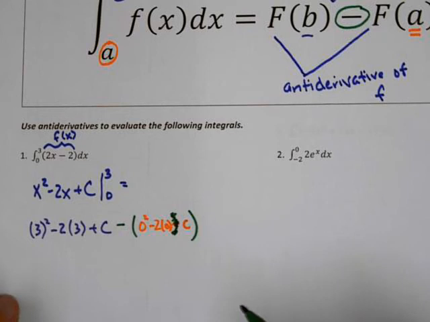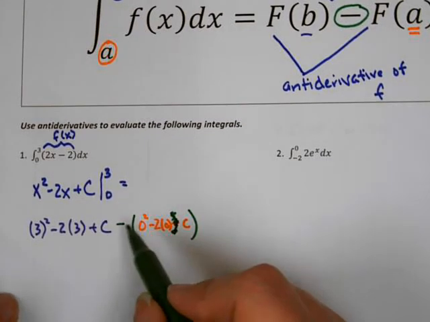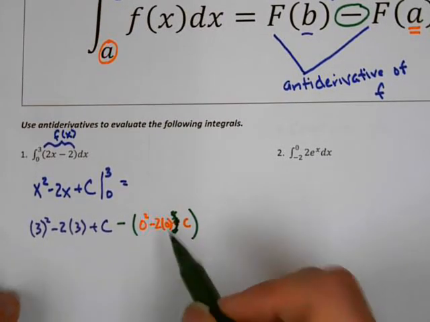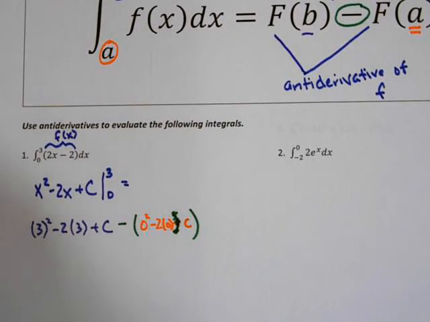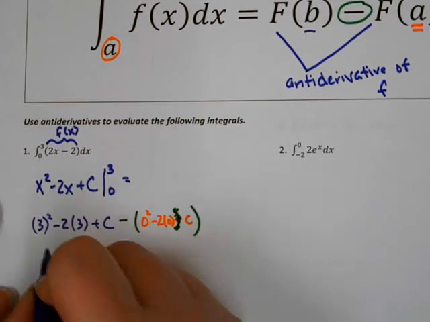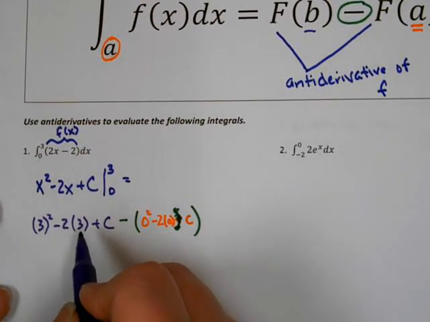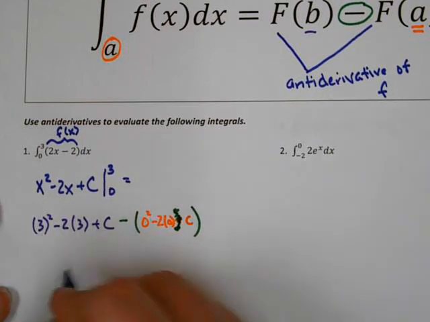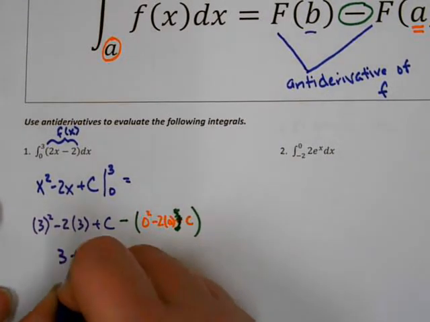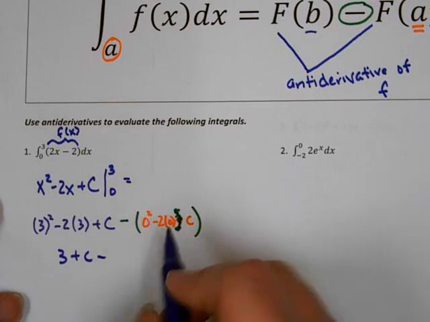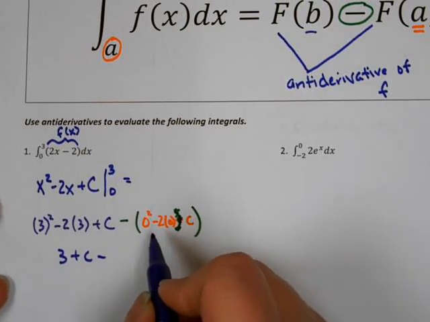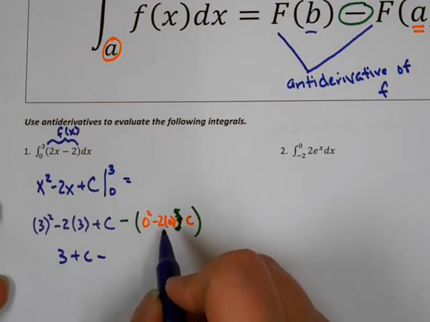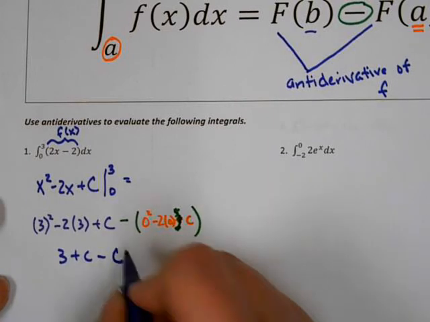Now, the important part here is we're going to have to distribute this negative. That's why the parentheses are there to begin with, okay? So let's actually evaluate it and see what happens. So 3 squared is 9, minus 2 times 3, so that's 6. So 9 minus 6 is 3, plus c, minus 0 squared is 0, minus 2 times 0, which is 0. So then we have this minus c, all right?